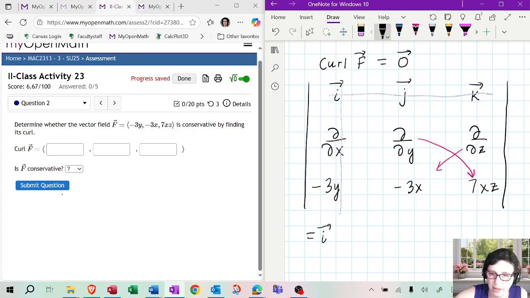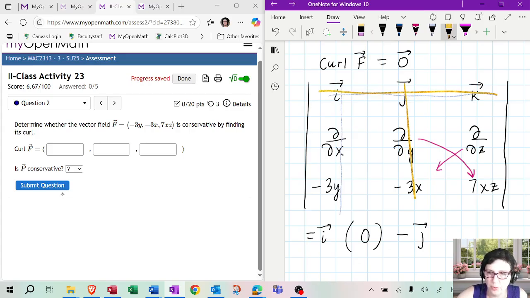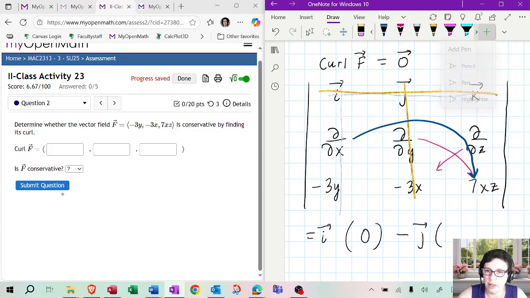Well, I can see that because this doesn't have a y and this doesn't have a z, this is just going to be 0. Then we move on to the jth component, which comes with a minus. So always remember that the jth component comes with a negative. So we cross out this column, this row, and then we're going to apply the partial derivative with respect to x to 7xz.